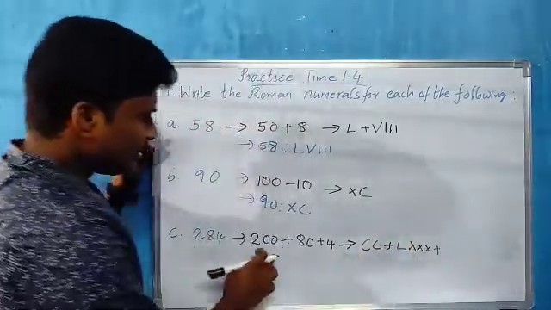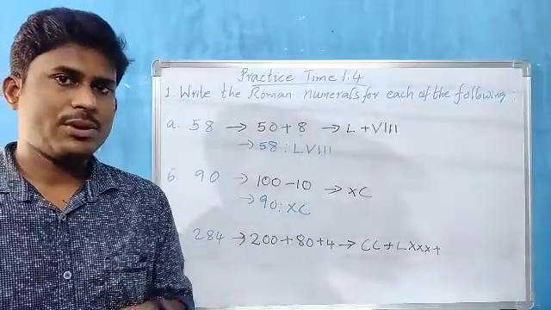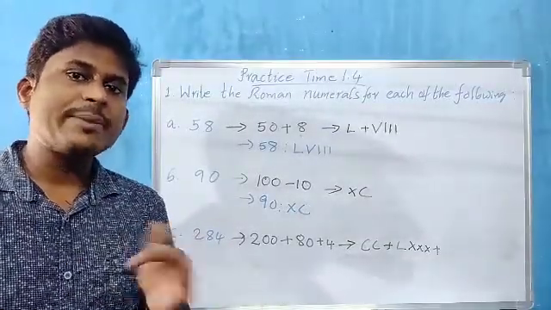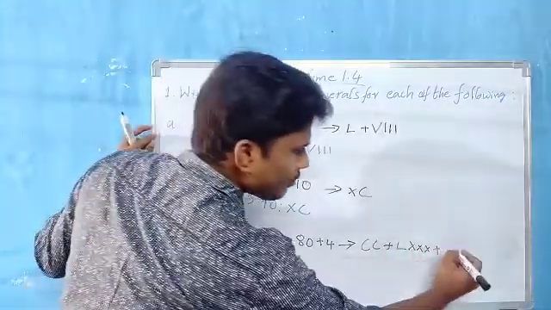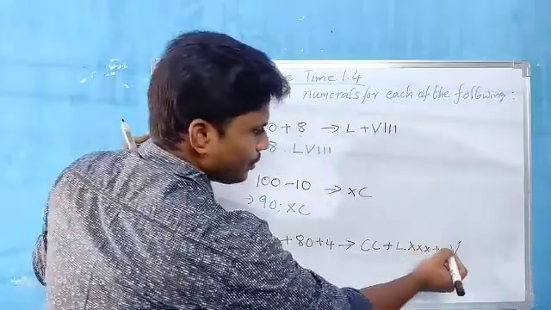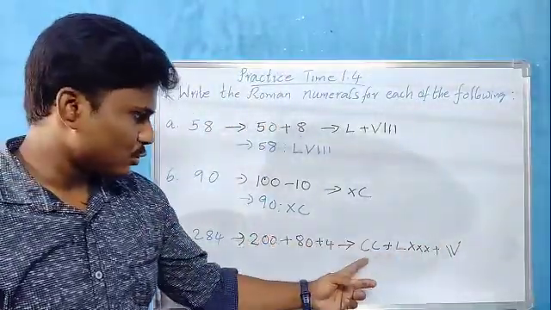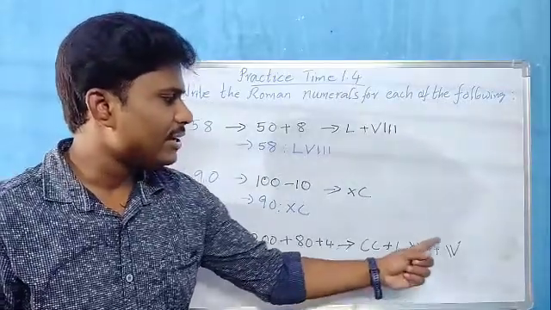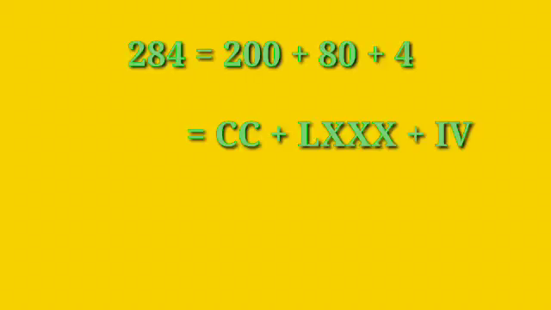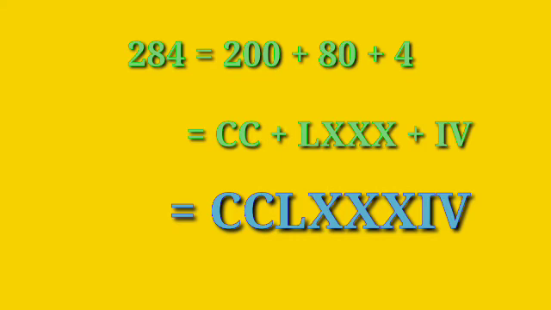Okay children. And then the last, 4. Do we have a direct symbol for 4? No. It should be written as 5 minus 1. The symbol of 5 is V, children. Minus 1, on the left side, the smaller value. So I on the left side, children. So this is 200, this is 80 and this is 4, children. So this is how we get 284, children: C C L X X X I V. So we converted Hindu-Arabic numerals into Roman numerals.